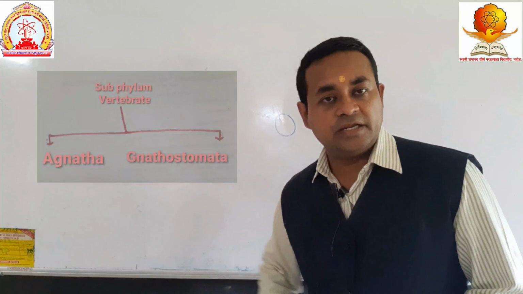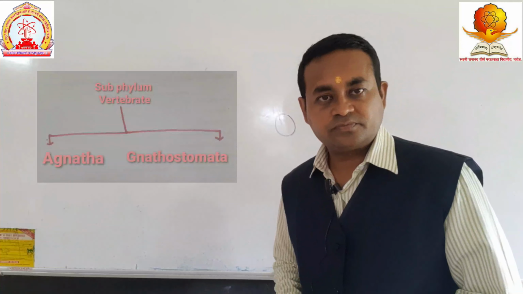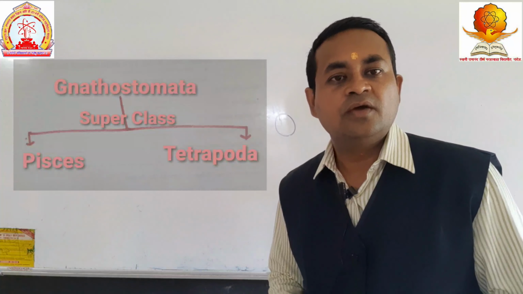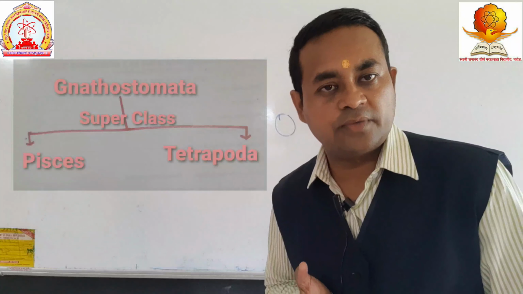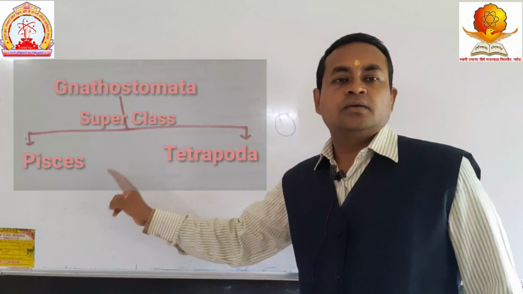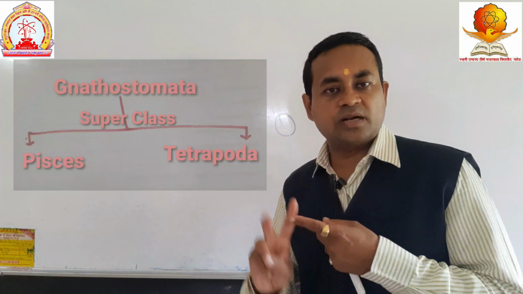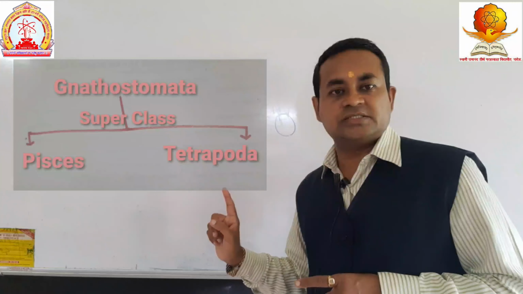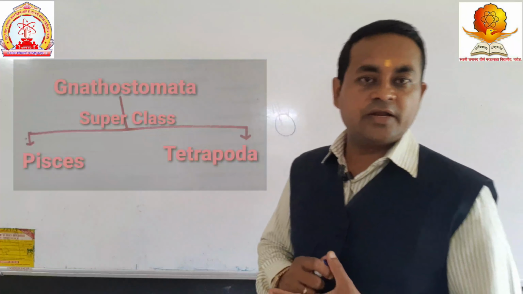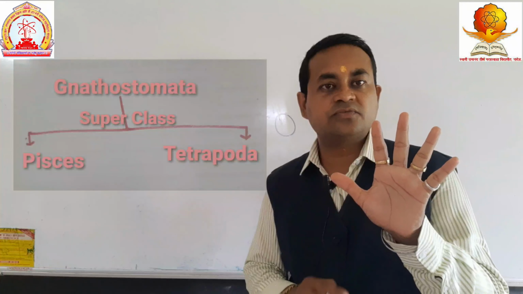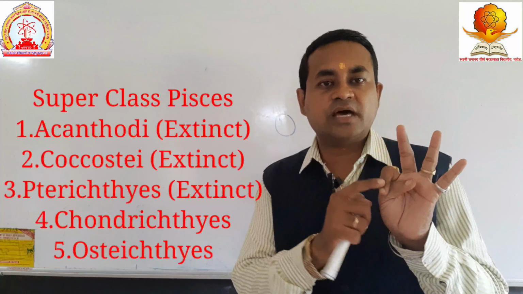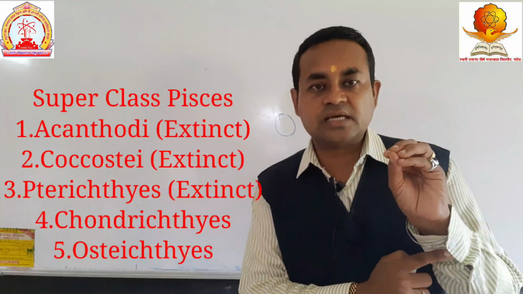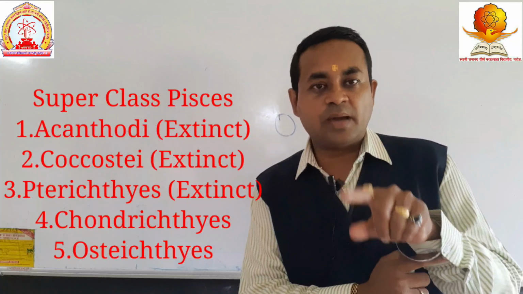But Gnathostomata is again divided into superclasses. Two superclasses are formed: first one is Pisces, another is Tetrapoda. These are the two superclasses of Gnathostomata. The superclass Pisces is again divided into 5 classes: Chondrichthyes, Osteichthyes, Placodermi, Acanthodii, and the last one Coccostei. These are the 5 classes present in the superclass Pisces.